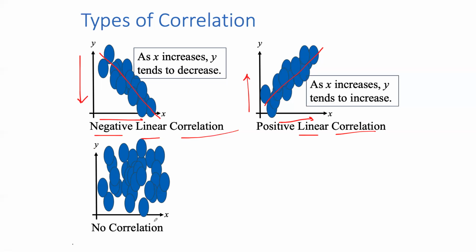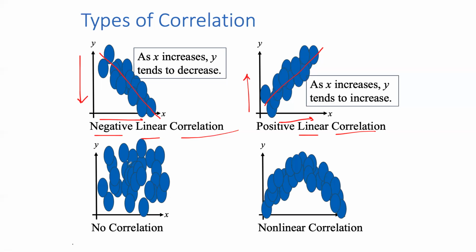This is a case when there is no correlation. When X is increasing, sometimes Y goes up, sometimes Y comes down. There's no clear trend in this, right? So it's all just scattered. There's no clear pattern which emerges in the data. So there is no correlation between these two variables, no meaningful correlation that we can derive between these two variables.